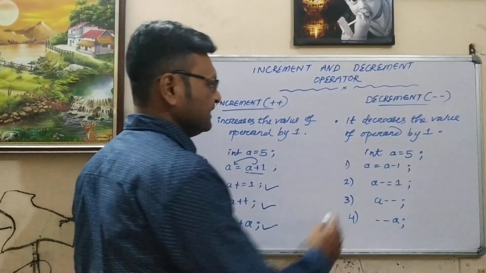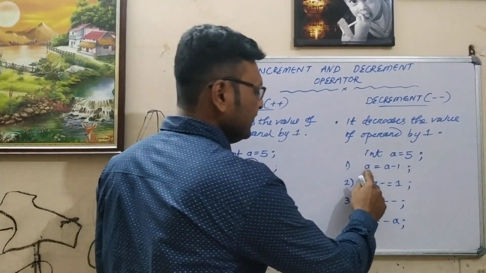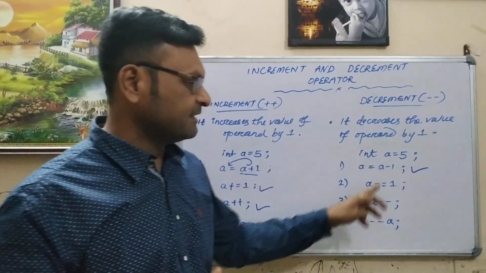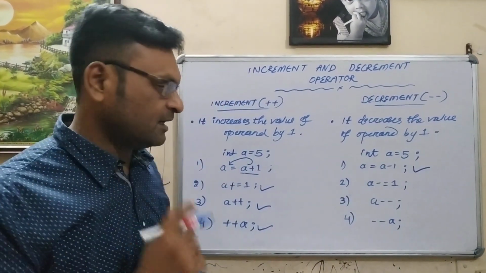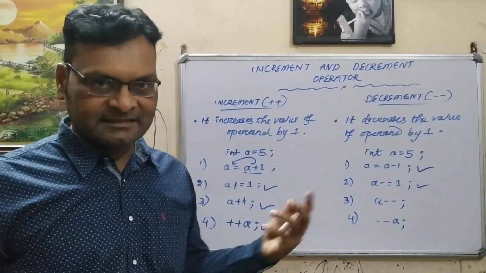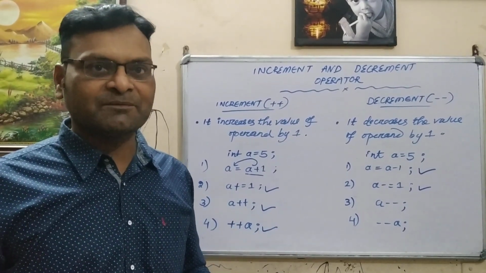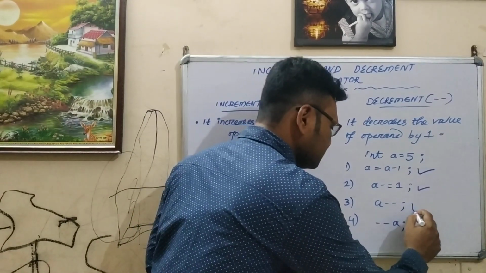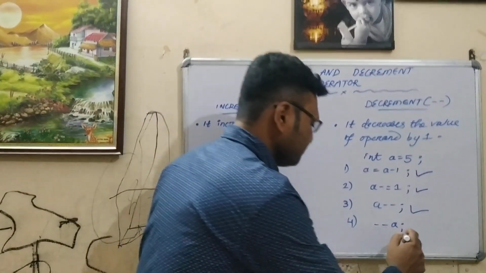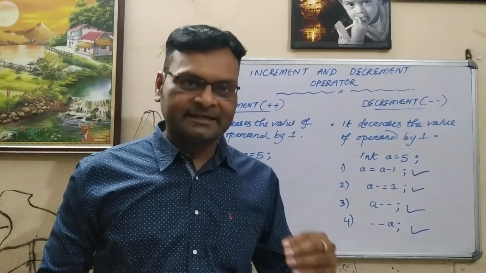Similarly, you can see the decrement side. int a = 5, a = a - 1. This is the first process by which you can decrease the value of a by 1. Second process is a -= 1. This is the compound assignment operator by which you can decrease the value of a by 1. Third process is a--, postfix decrement. And fourth process is --a. This is the prefix decrement.